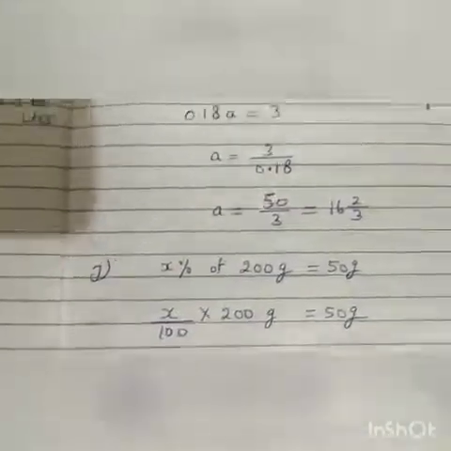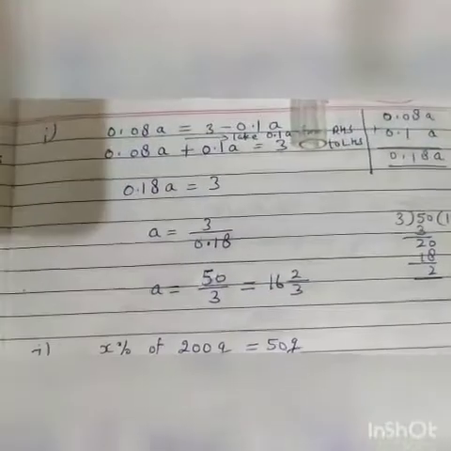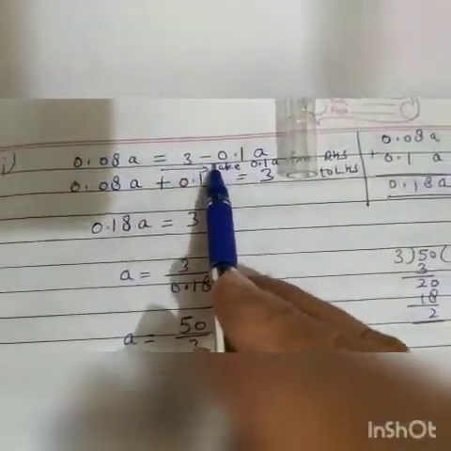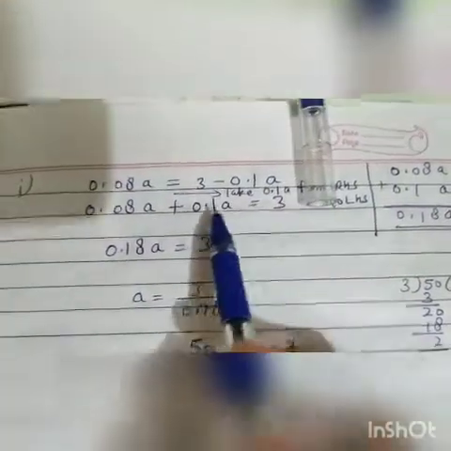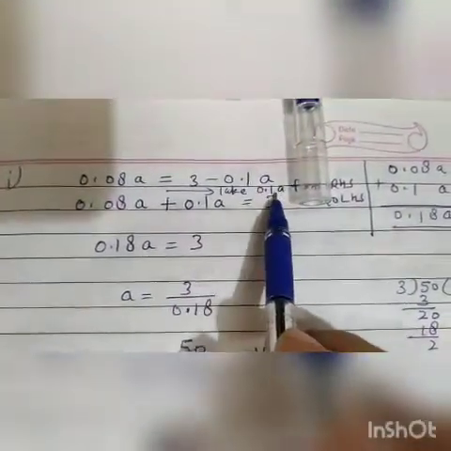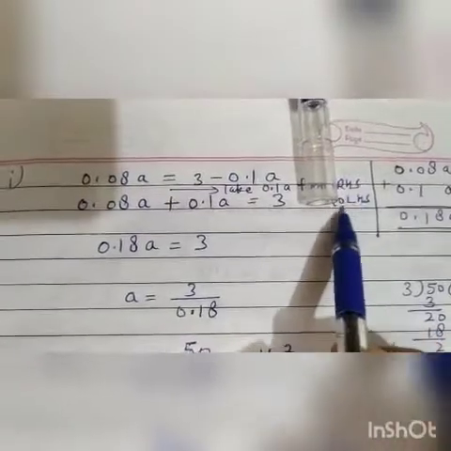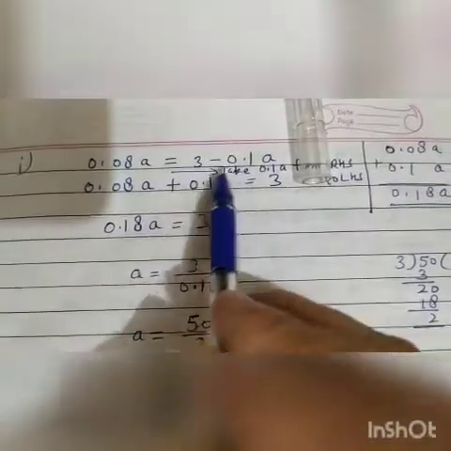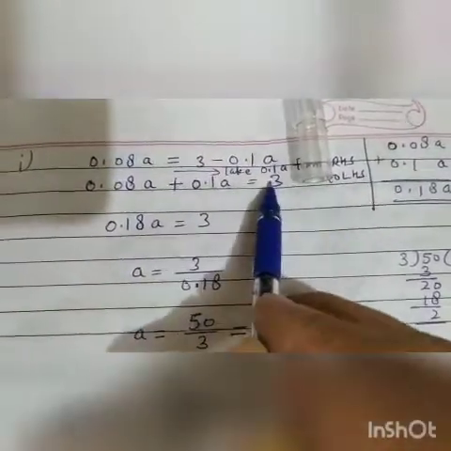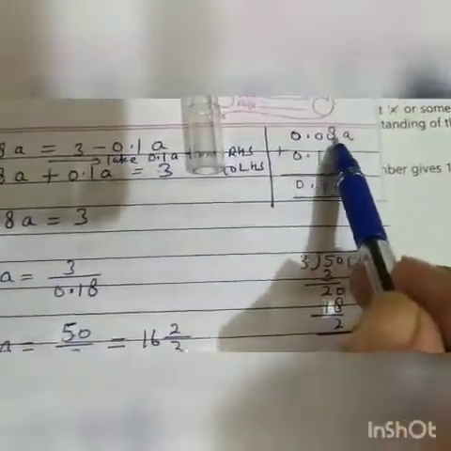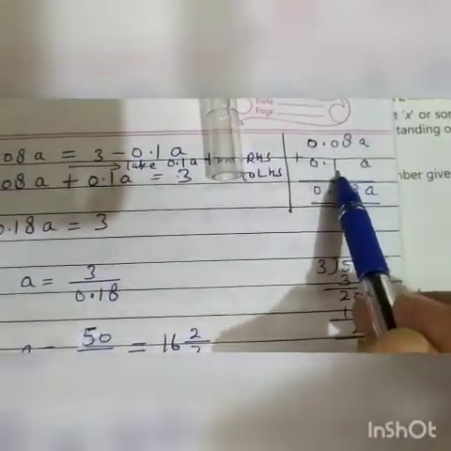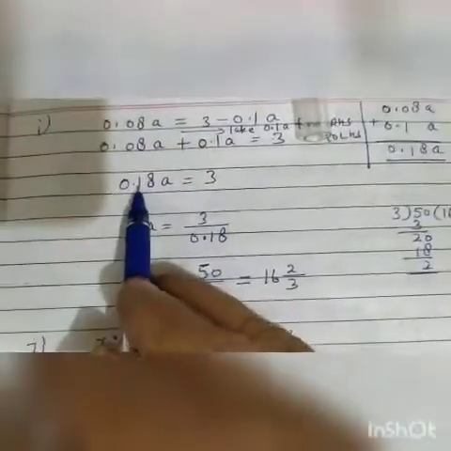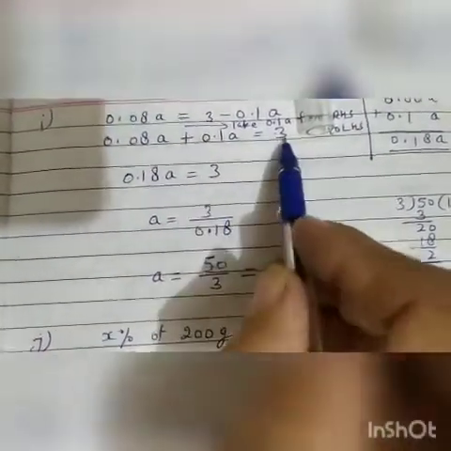Next part, I. 0.08a is equal 3 minus 0.1a. Take 0.1a from right hand side to left hand side, this side. 0.08a plus 0.1a is equal 3. 0.08a plus 0.1a. Then 8, 1. We get 0.18a is equal 3.